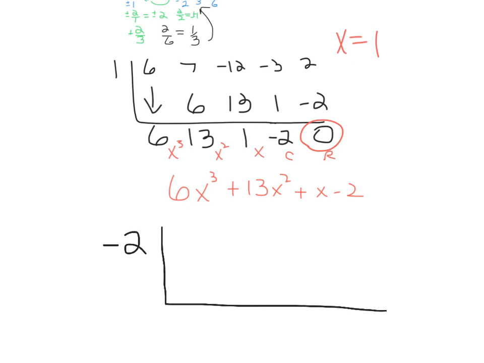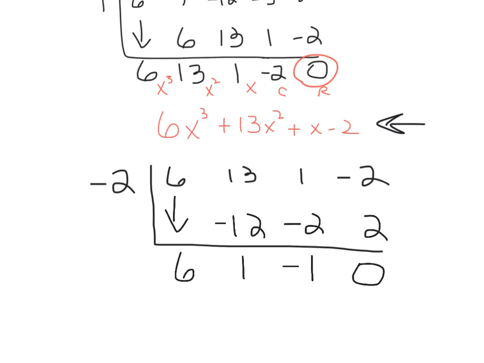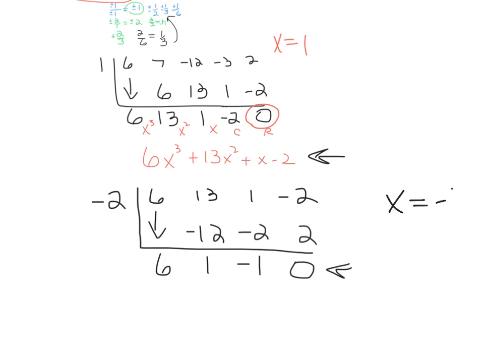Again, I'm not going back to my original coefficients. I could, but I'm going to use the ones I just got. So 6, 13, 1, and negative 2. I now need to see if I get a remainder of 0: bring down, multiply, add the column, multiply, add the column, multiply, add the column. I got a remainder of 0, so I found my second 0. X equals negative 2. So I found 2 of them so far.